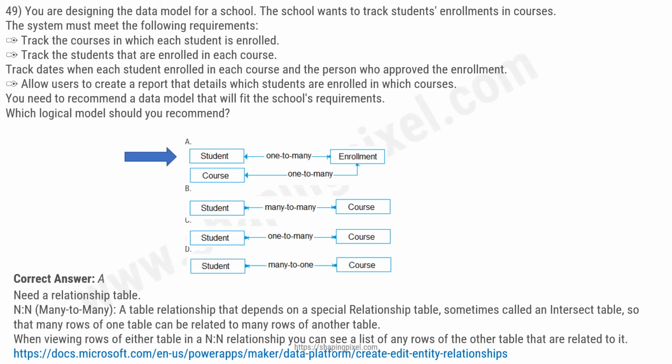So a table relationship that depends on a special relationship table, sometimes called an intersect table, so that many rows of one table can be related to many rows of another table. When viewing rows of either table of a many-to-many relationship, you can see a list of any rows of the other table that are related to it.